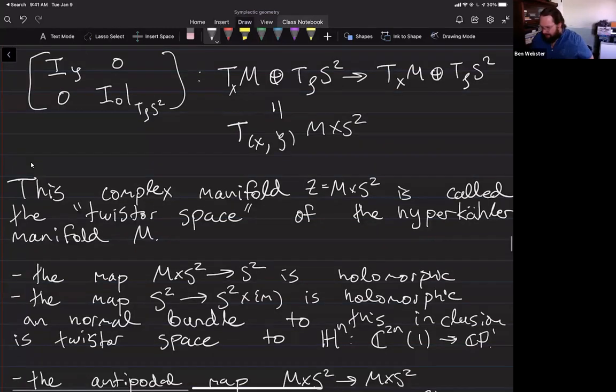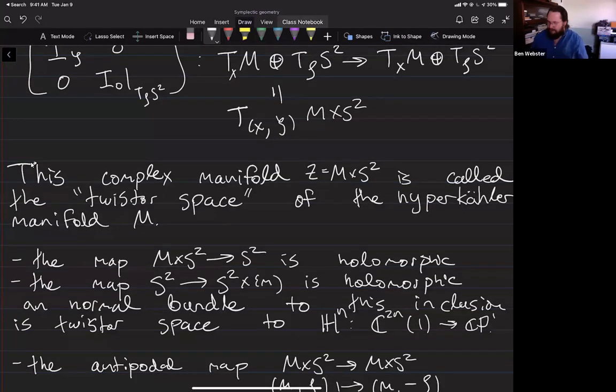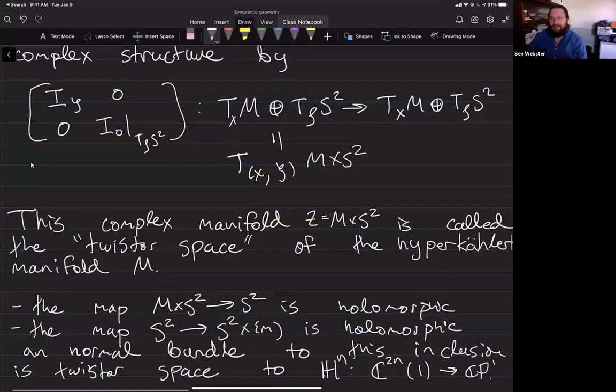And well, I can't project to M, but I can start at any point of my manifold. I can map S2 in just by taking pairs with that guy. And that gives me a section of the map down to S2. That's also holomorphic, right? If you look at this map, it preserves the decomposition of the tangent space into the direction along M and the direction along S2. And great.